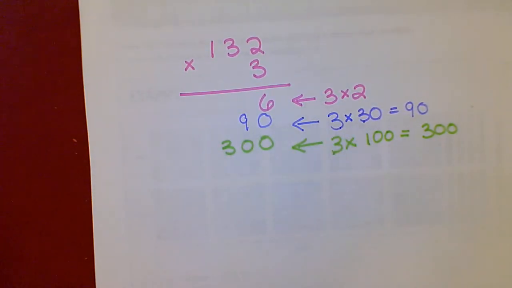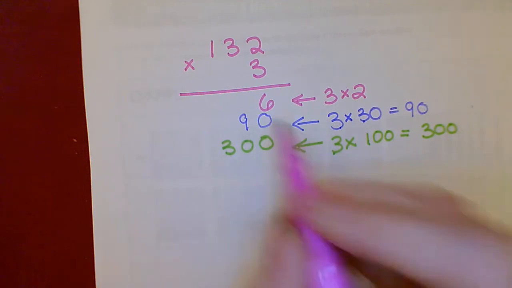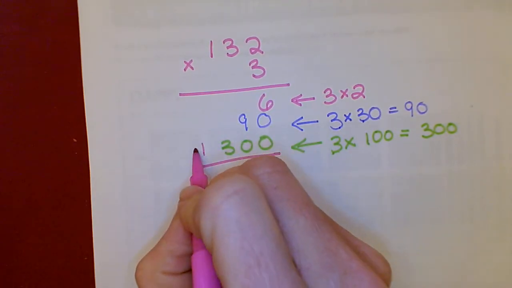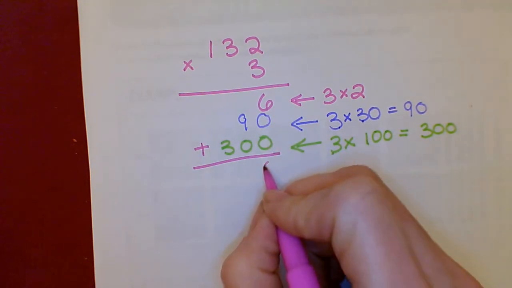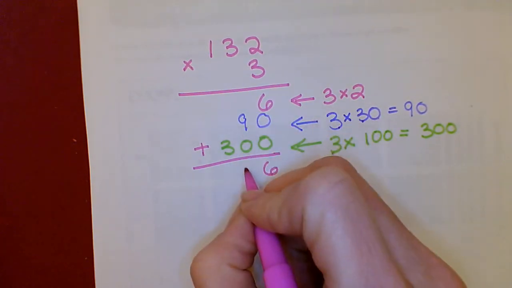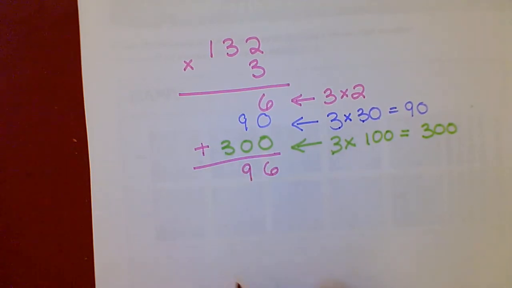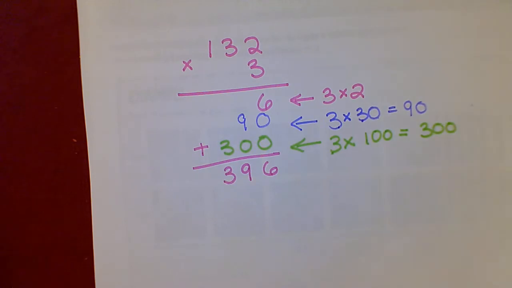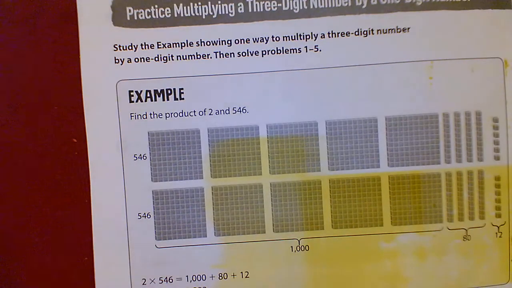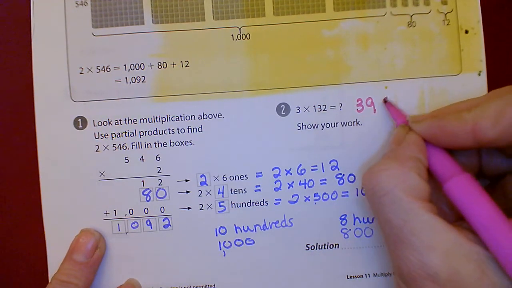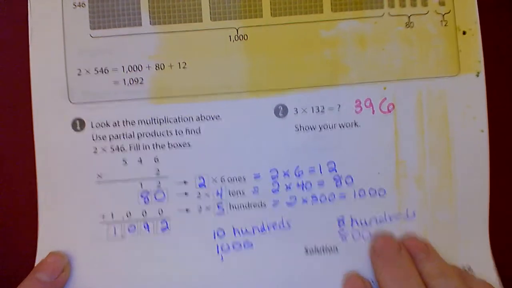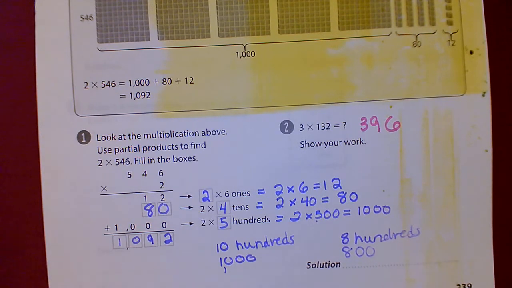And now the last step is that we have to add them all up. So I'm going to do 6 plus 0 is 6, 9 plus 0 is 9, and 3 plus nothing is 3. And I get 396. And I can go ahead and write that right here, 396. All right, so remember that you can always pause this if you need to.